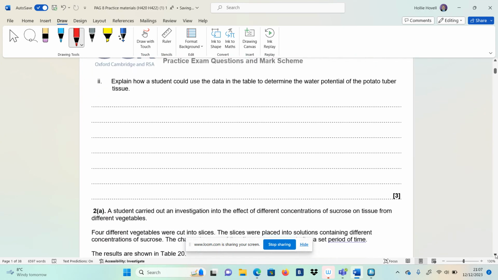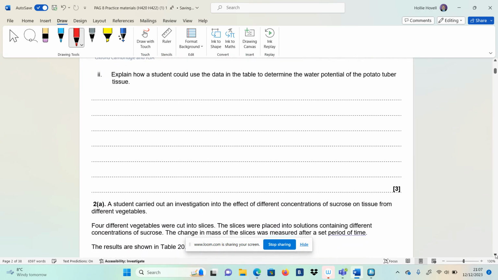Second one, explain how a student could use the data in the table to determine the water potential of the potato tuber tissue. So hopefully you did this as part of your practical. Basically, what we need to do for this one is plot a graph. For this experiment, hopefully you're familiar with the idea that you plot a graph that looks like this. You've got your percentage change of mass on your y-axis, and your concentration of sucrose on your x-axis, and you plot the points, and what you find is that at some point they go through 0. Whatever your line looks like, at some point it's going to go through 0.